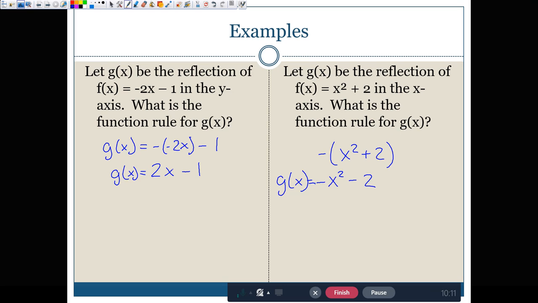So when it reflects over the y-axis, the negative sign only affects the x, because the y-intercept would still be the same. But when you reflect over the x-axis, all of your x values will be the opposites, and your y-intercept is going to be the opposite, so it needs to affect everything.